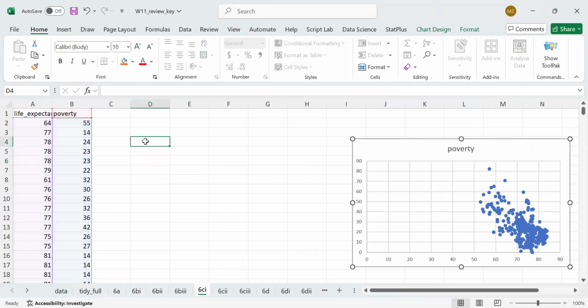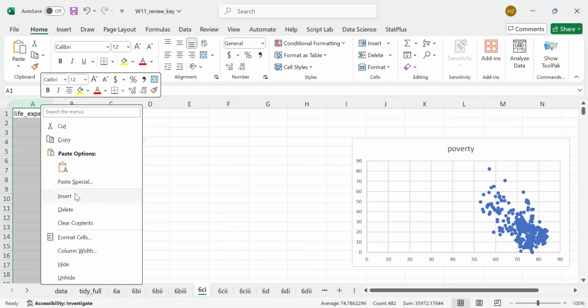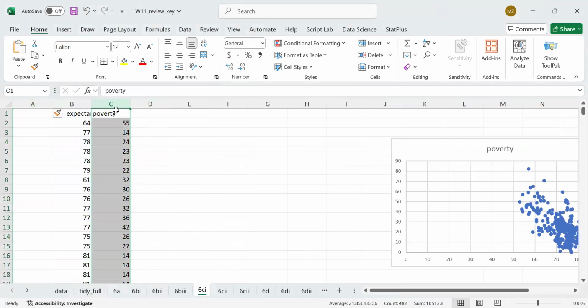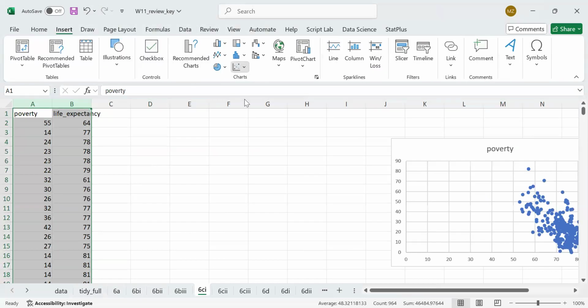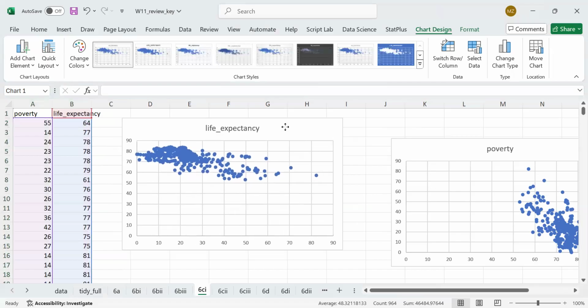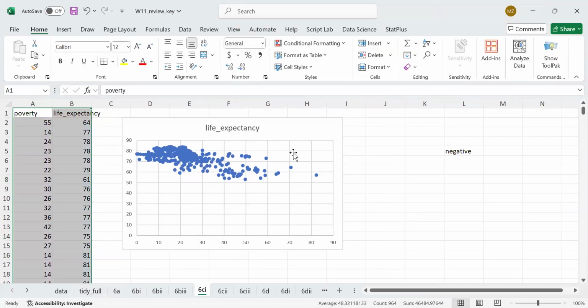You can copy paste both these values here. And actually, what you should be doing is always try to keep the independent variable on the left side, because when it draws the chart, it takes the left side as X and right side as Y. So if you insert chart and do the scatter plot here, this is what it looks like: poverty is on the x-axis, and your life expectancy is on the y-axis, right? So I would say disregard this chart.